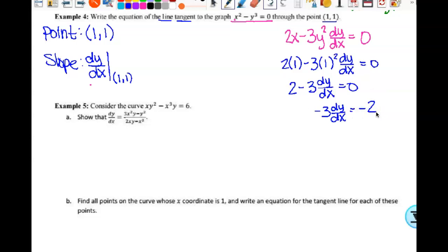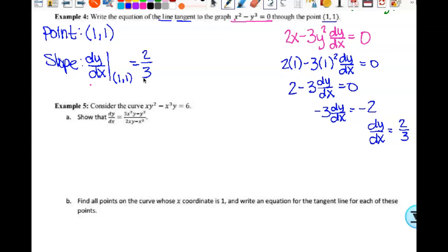Then what am I going to do? Divide by negative 3. So dy/dx is going to equal 2/3. Okay. And so dy/dx evaluated at (1, 1) is 2/3. So it's actually good when you need to evaluate it and you're having to do implicit differentiation. That's not really a bad thing because it's going to make everything a little bit nicer to work through.